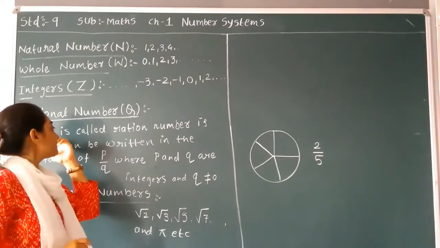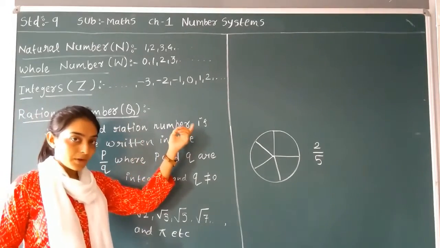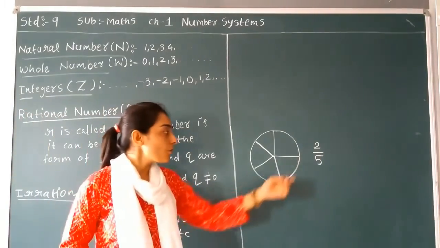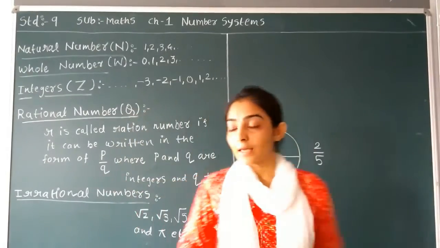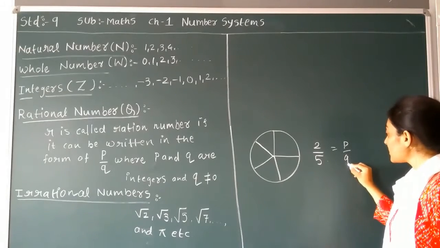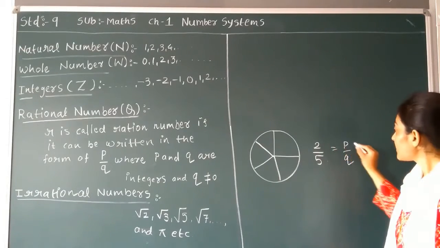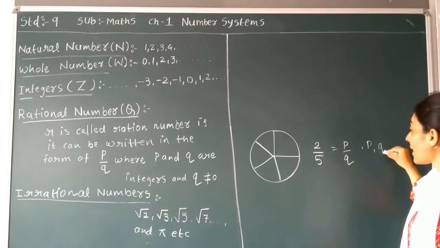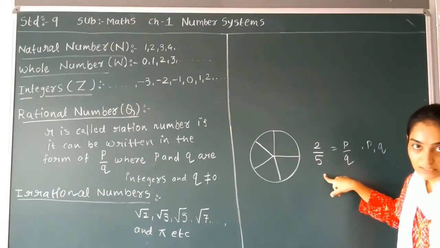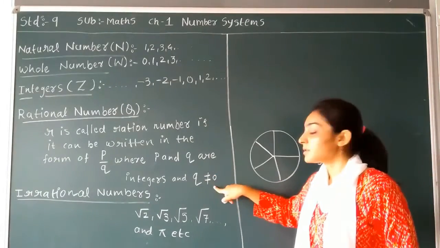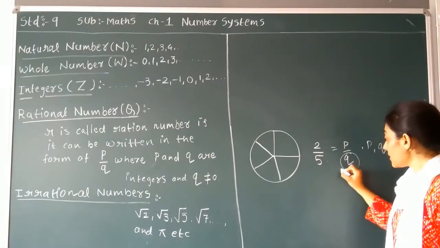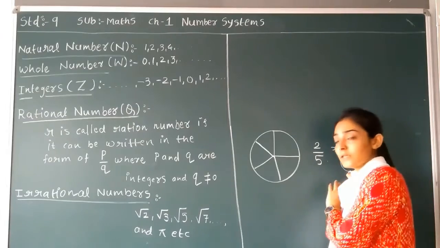A number is called a rational number if it can be written in the form P by Q. So this one is my P and this one is Q. Here my P and Q are integers, because we know that 2 and 5 both are integers. And Q is not equal to 0, it means the denominator shouldn't be 0.